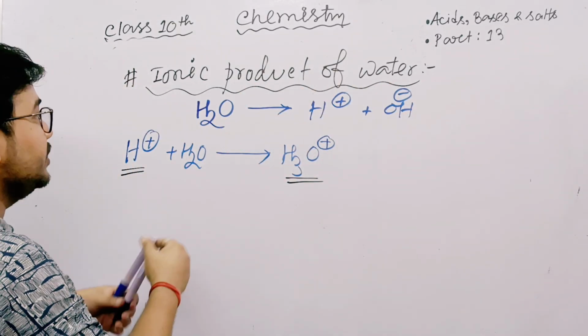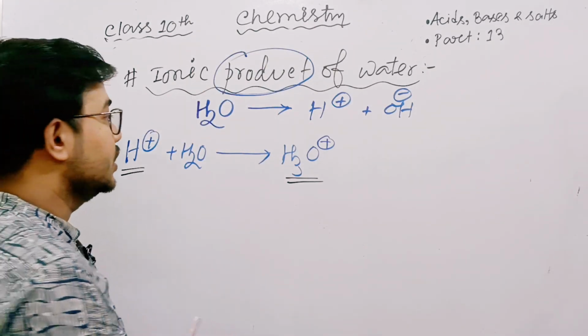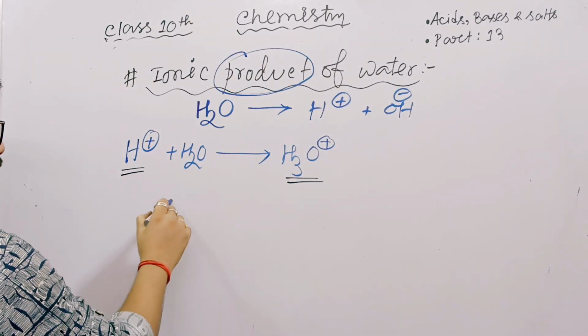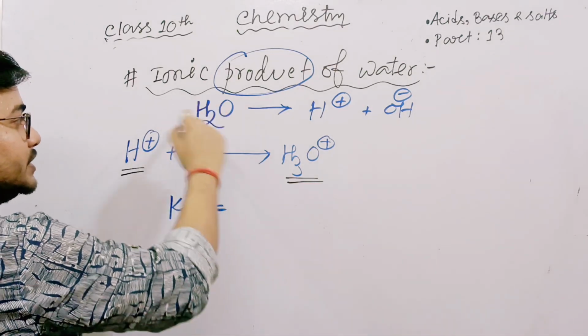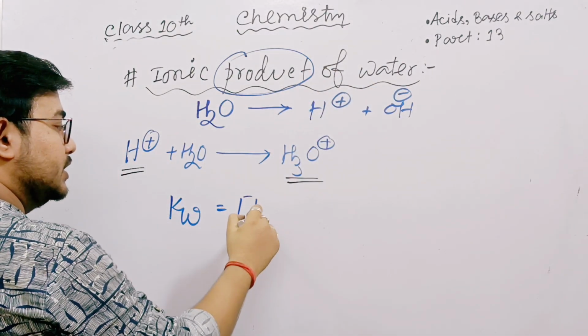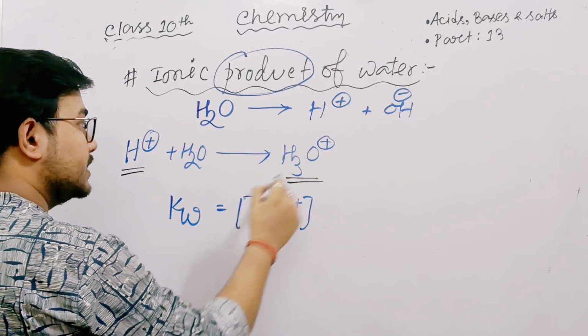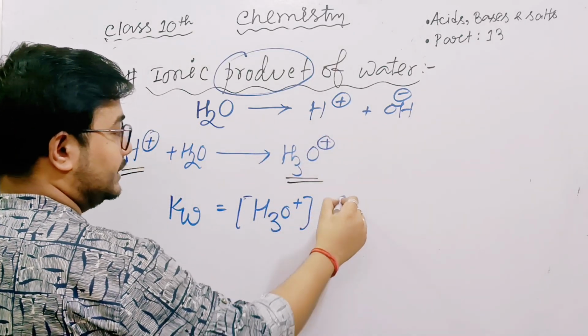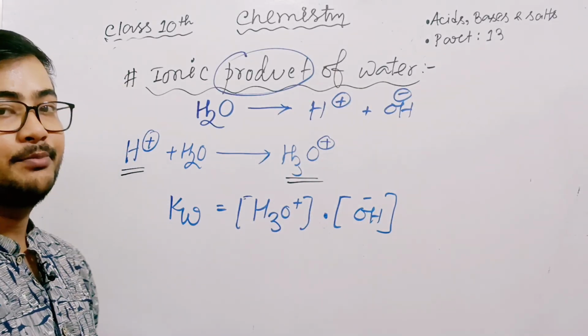Now what is the meaning of this term product? Product means multiplication. So look at the board, the ionic product of water is generally written as Kw. Whenever you cleave water, the ion is H plus, and H plus and H3O plus are both the same, so you can write H3O plus, and product means multiplication, dot product, OH minus. This is called the ionic product of water.